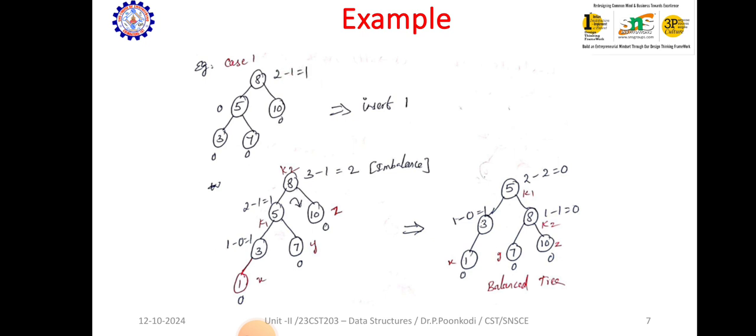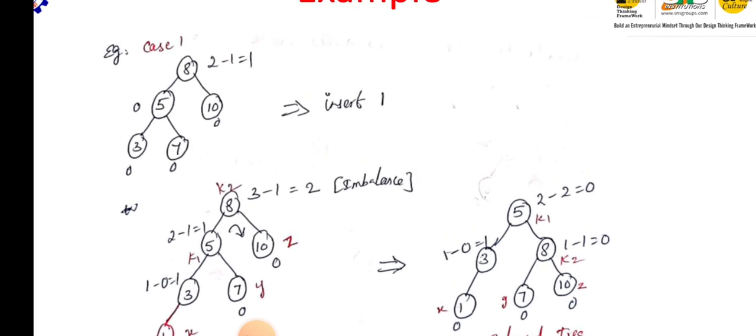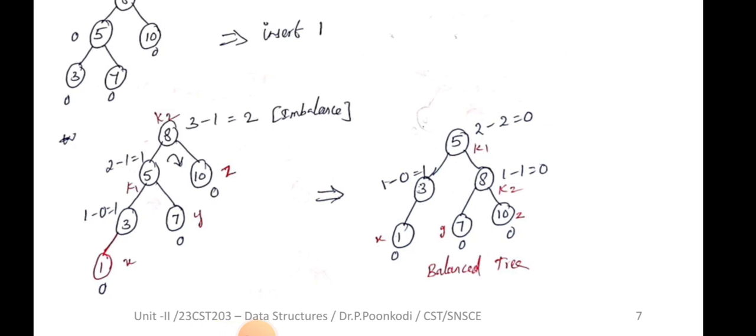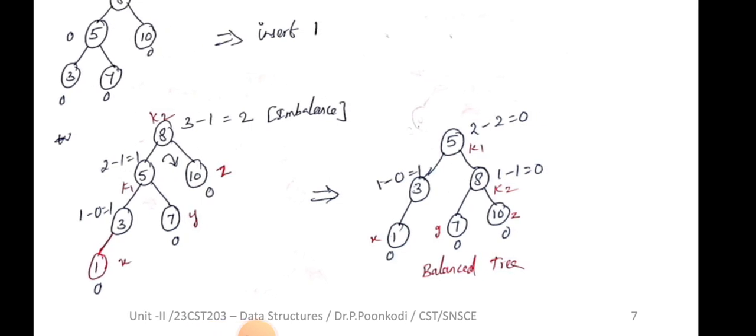Now next we are going to insert 1. If I insert 1, it will be inserted on the left side: left subtree, then again left subtree, then again a left child we have inserted. If we insert like this, then the tree will become imbalanced. Here the value will become 2. In this case, first we have to fix k1, k2 and x, y, z. After that we have to do a right rotation.